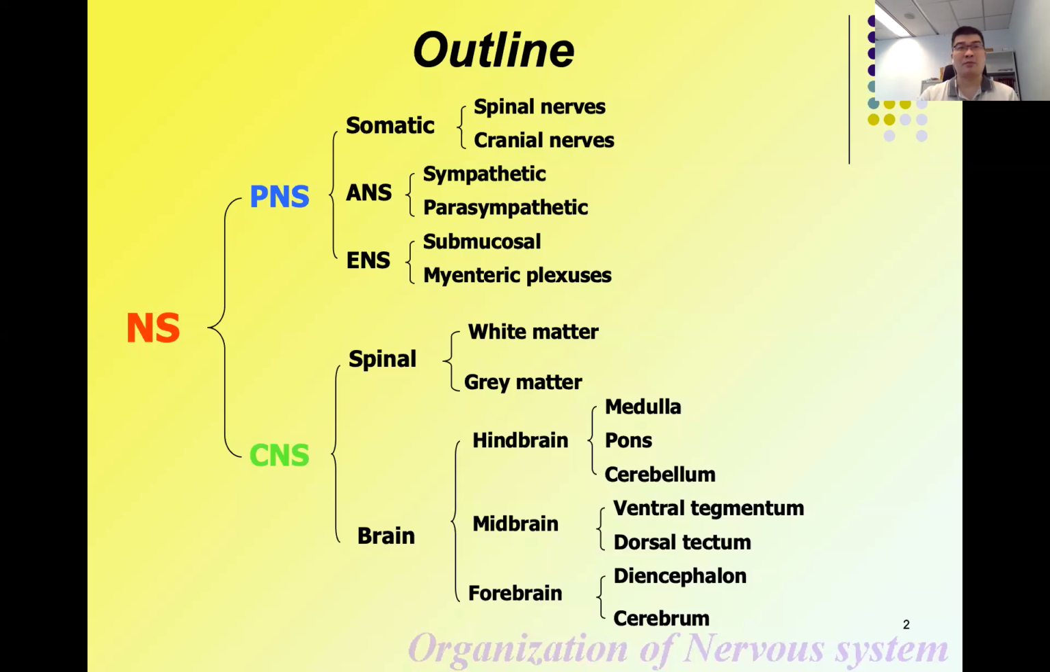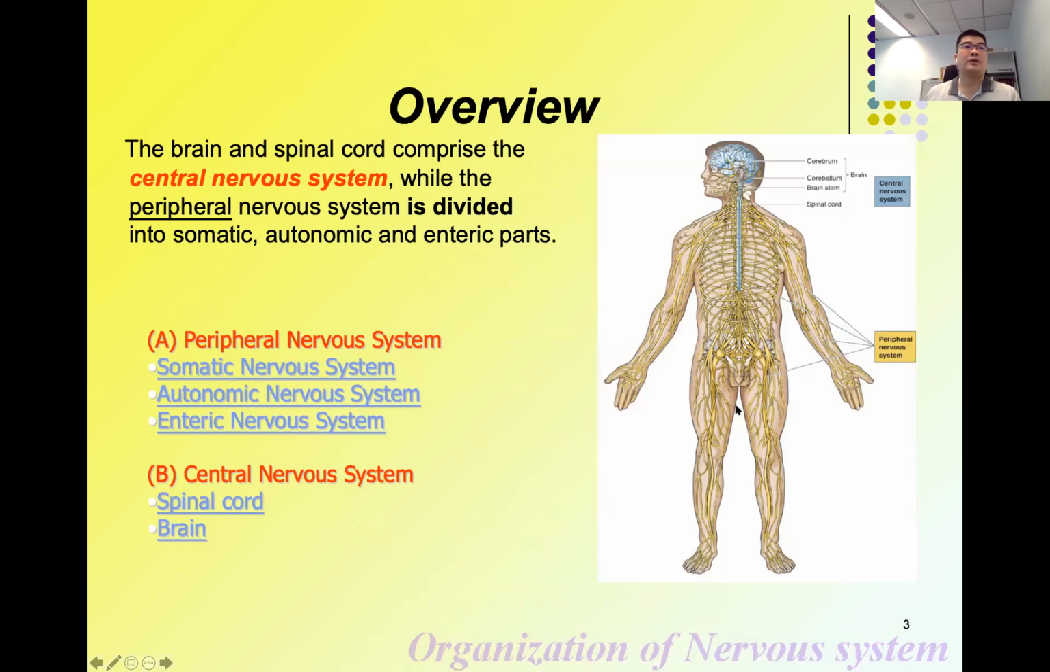Okay, but certainly they also have different functions. So this is the overview of what we just talked about. The brain here, this is the cerebrum, and then the cerebellum and brainstem over here. So this is the brain, and here is the spinal cord.